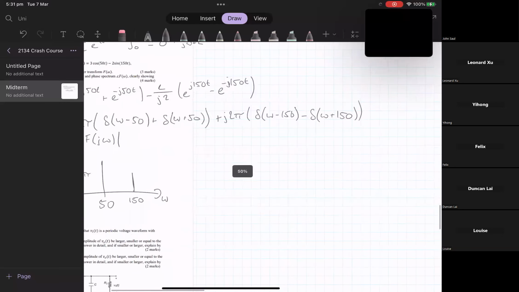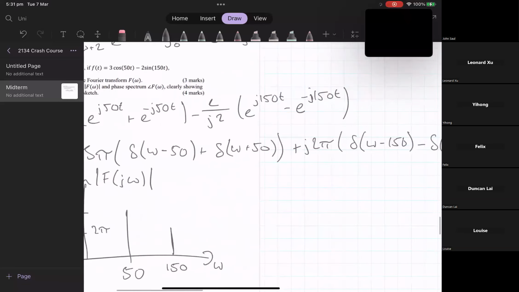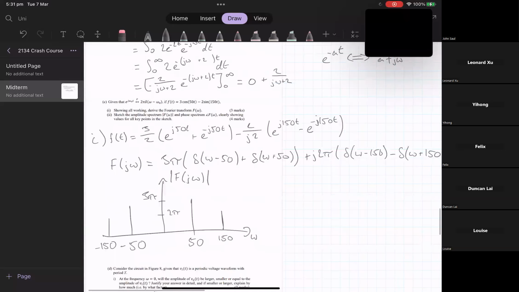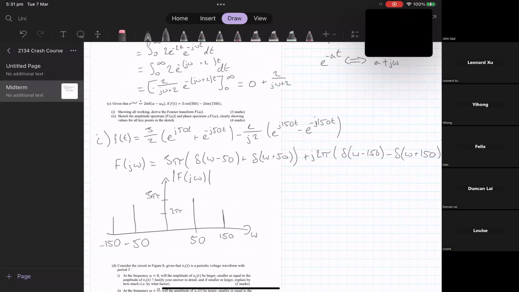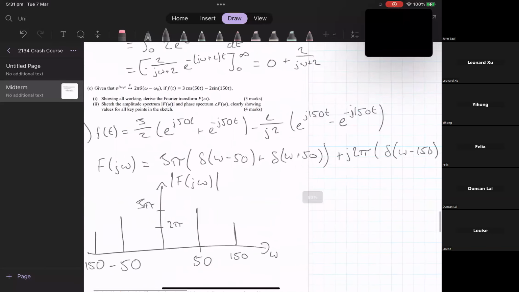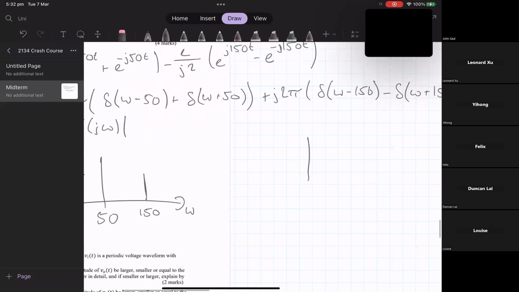And then in terms of our phase, this might be slightly more confusing. We have to look at the real and imaginary components of our Fourier expansion or Fourier transform. If we look at the 50 and negative 50 hertz peaks, we can see that they are both real. And so real signals have 0 phase. So we can simply put them in as 0.